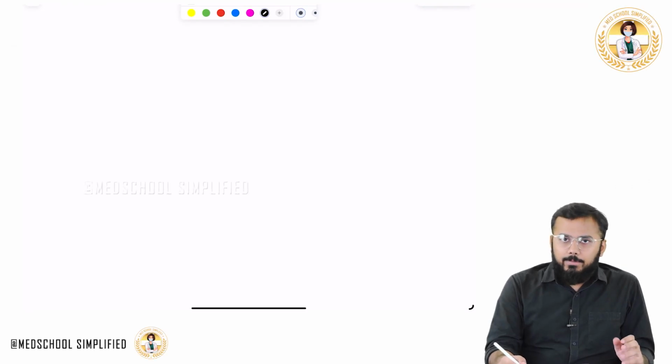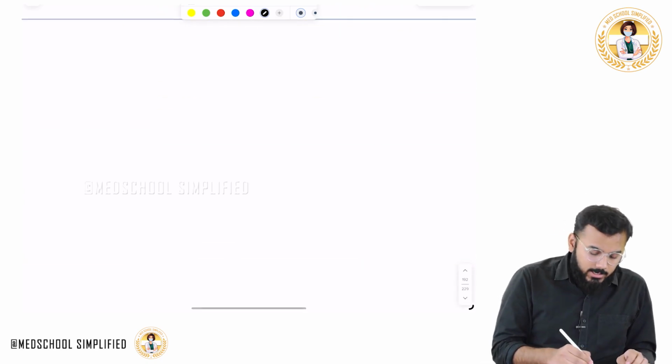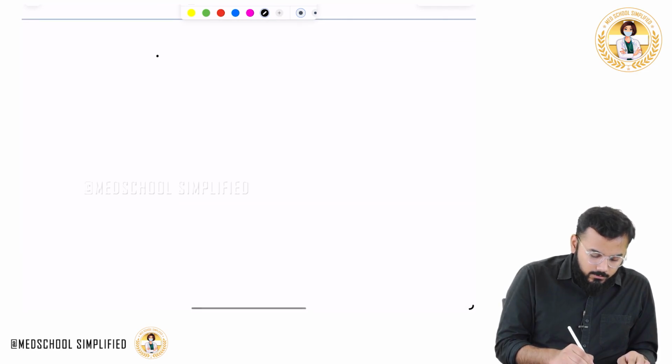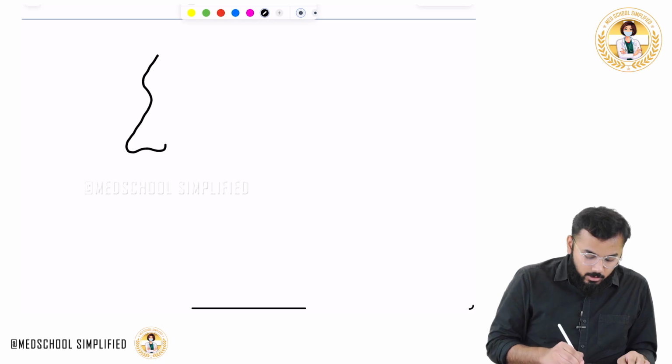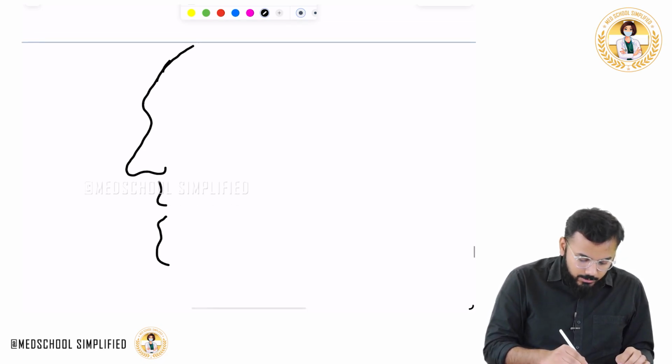Hello guys. So in the previous videos we discussed the anterior cranial fossa. Now we shall be mainly focusing on the middle cranial fossa. Before we discuss the middle cranial fossa, the first important thing you have to understand is that I'll show you the middle cranial fossa from the top as well as from the lateral view. So this is the lateral view which I am drawing right now.